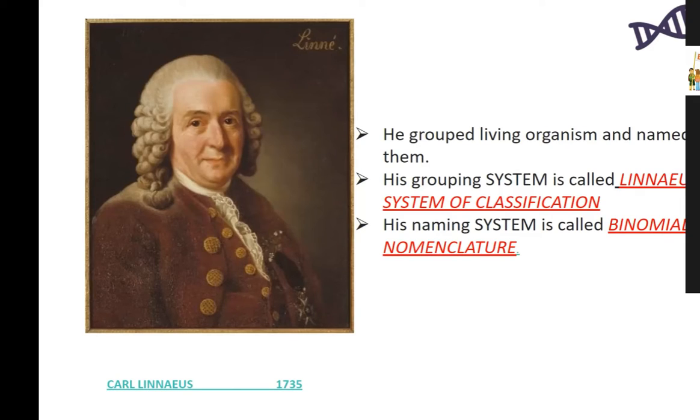Okay, his grouping system is called the Linnaeus system of classification. But his naming system, the way he named organisms, the name is very fancy. Can you all read, please? Excellent. Binomial nomenclature. The name is binomial nomenclature. Excellent.